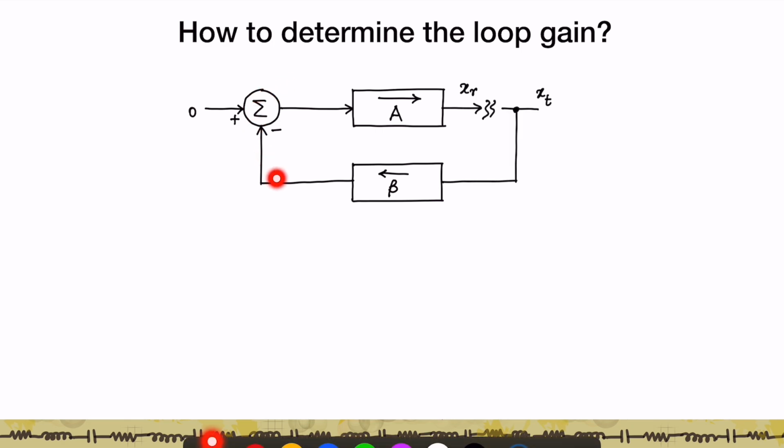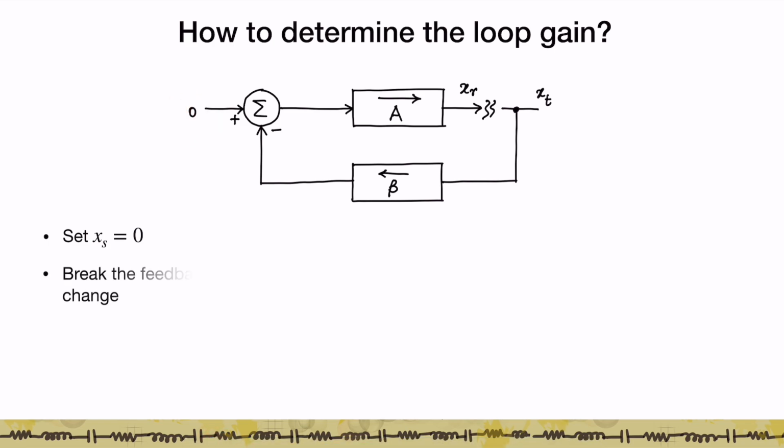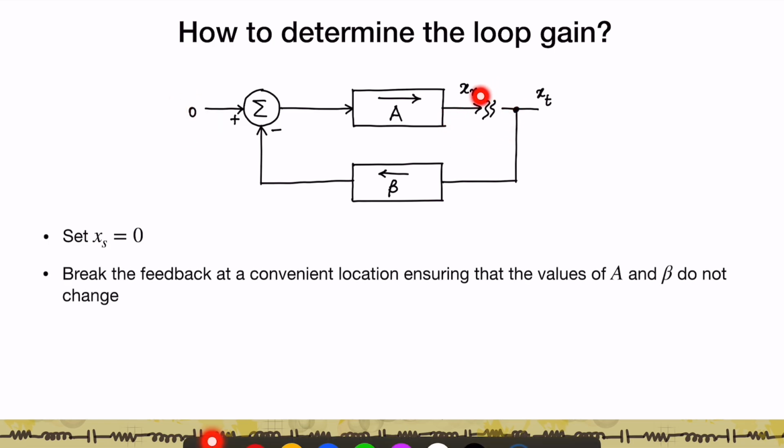Now, how does one determine the loop gain of a circuit? If I look at this signal flow diagram, to determine the loop gain, what we do is we break this circuit at some convenient point, right? So we initially set the input signal to 0 because this loop gain is a property of the circuit we've designed. It's independent of what the input signal is. And we break the feedback at a convenient location such that we can individually estimate the values of A and beta, and that A and beta do not change when this break occurs. So here again is a skill that comes with experience as to where you break this circuit so that the break does not change the intrinsic properties of the circuit.